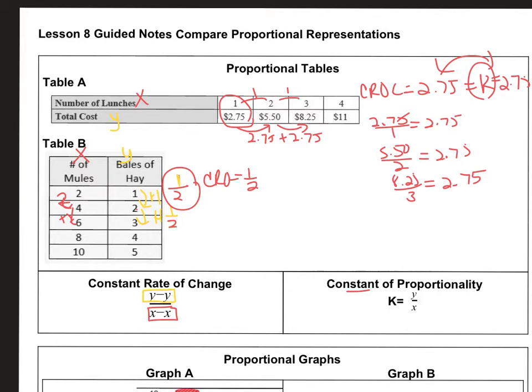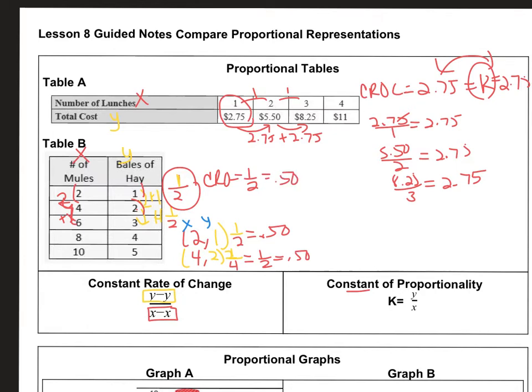Now let's take our ordered pairs. I'm taking 2 mules needing 1 bale of hay to eat. Well, if I take y divided by x, that's also going to be equal to 0.50 or 1/2. Same thing if I take the next ordered pair of 4 mules needing 2 bales of hay, and I divide 2 divided by 4, that's also going to give me 1/2, which is equal to 0.50, which is what my constant of proportionality is equal to.